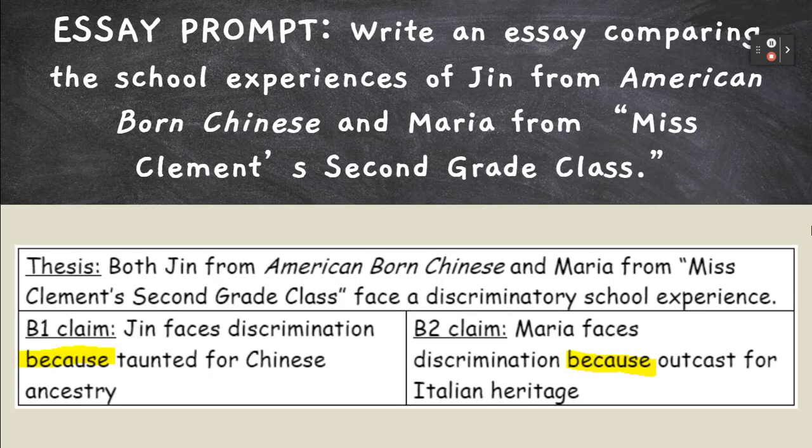Here's an example. This is taken from a previous essay we did where you compare the school experiences of Jin with Maria from the poem that we read, Miss Clements. So if you look at my thesis, just glance really quick, I say their school experiences are the same. They both face discrimination, right? Now look at my body 1 claim, right? That whole paragraph, it's all about how Jin faces discrimination. But then I say because he was taunted for his Chinese ancestry. My body 2. Maria faces discrimination because she's outcast for her Italian heritage.